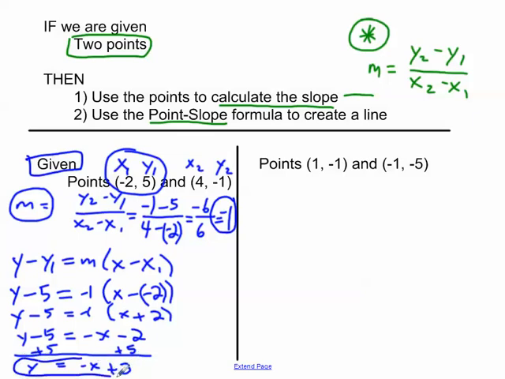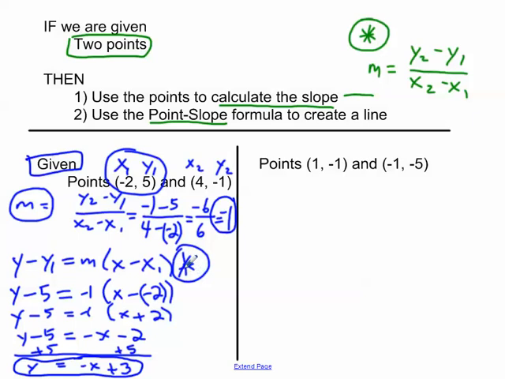y equals negative x plus 3 describes all the points that go through these 2 points. So there's a line that connects these 2 points. What's that line? There it is. How did we get there? Number one, we had to calculate the slope. That's that first intermediate step. And after that, we use the point slope formula right here.